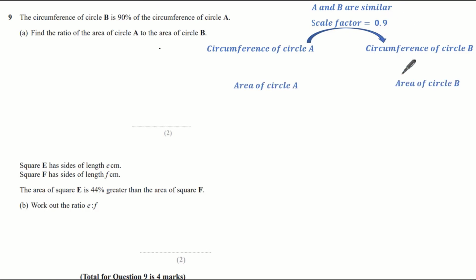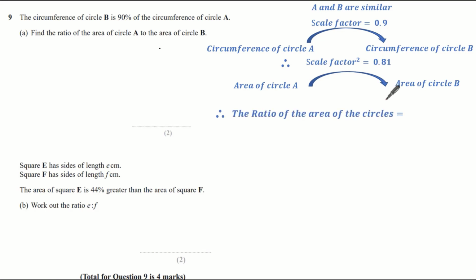Next, we're looking at area. Now remember the relationship with scale factor and area. This would be our scale factor squared. So it would be our 0.9 squared, which gives me the scale factor of the area of circle A to the area of circle B to be 0.81. So therefore, the ratio of the area of the circles is 1 to 0.81. Now this is right, but it doesn't quite look right. So I'm just going to multiply both numbers by 100. This would give me 100 to 81.